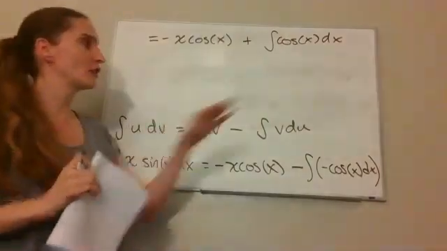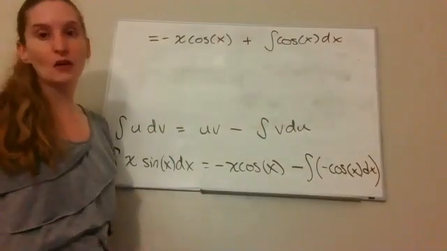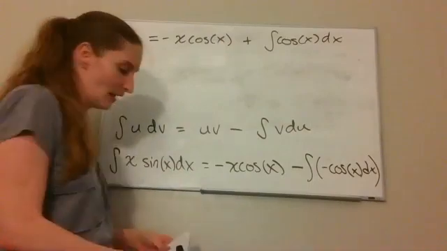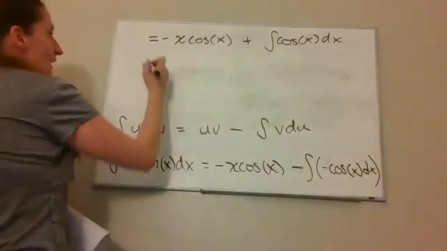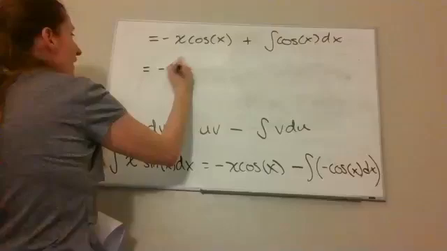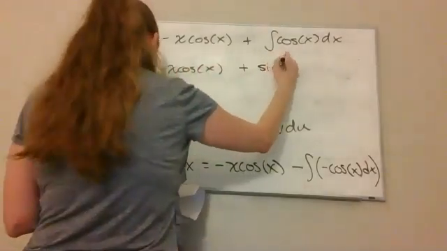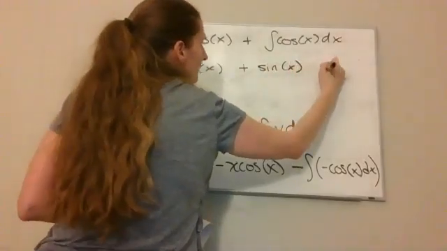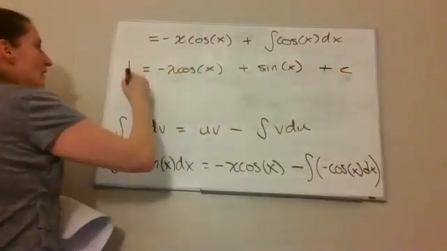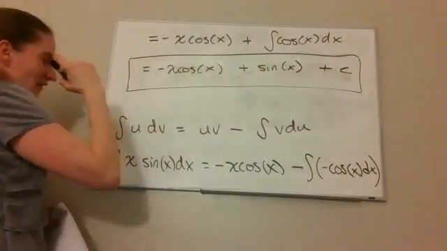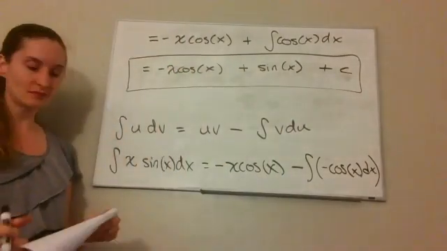And that integral is something that we can do using our old rules. We know the antiderivative of cosine is sine. So when I do that, I get negative x cosine x plus sine of x, and then plus your constant. And that is the answer to the original problem.